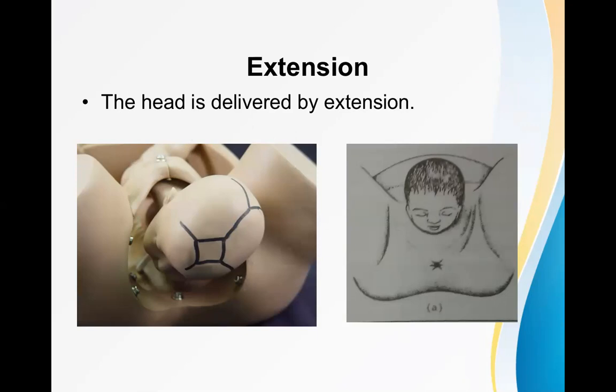I'm sure every student understands what is extension and flexion. See there, when the chin is touching the chest, this is called flexion. Okay, when it is moving away from the chest, or in other words, when the occiput is going near to the back, this is called extension. See this exactly. Okay, this is the extension position.